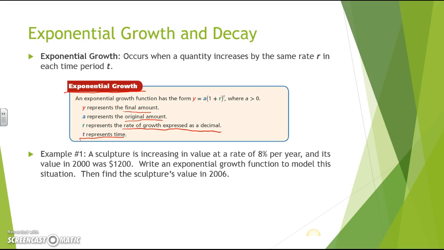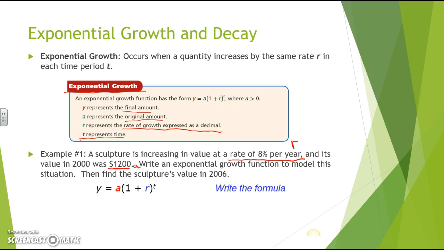Example 1 says a sculpture is increasing in value at a rate of 8% per year, and its value in 2000 was $1,200. Write an exponential growth function to model this situation, and then find the sculpture's value in 2006. So my 8% per year is my rate, my r. In the year 2000 it was $1,200, so that is my a, my original amount. And then we need to find the time between 2000 and 2006 for my t.